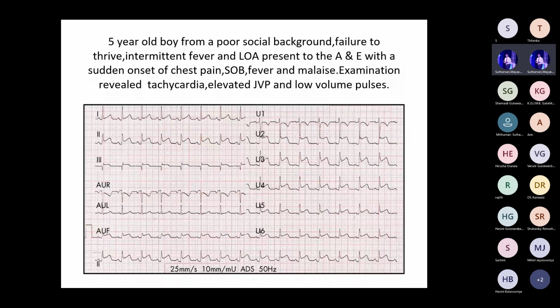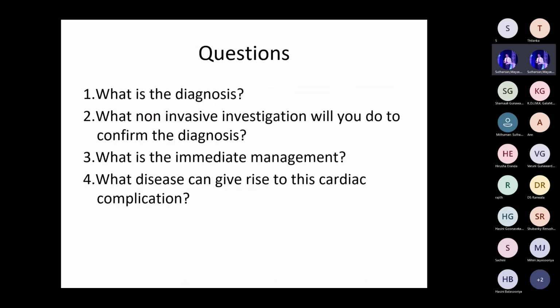What is the diagnosis? Because pericardial effusion is not the same as tamponade. With tamponade, the vital signs become unstable, right? With effusion, ST elevations will be there, but here that's why the history is important. History says low volume pulses, right? So what non-invasive investigation will you do?